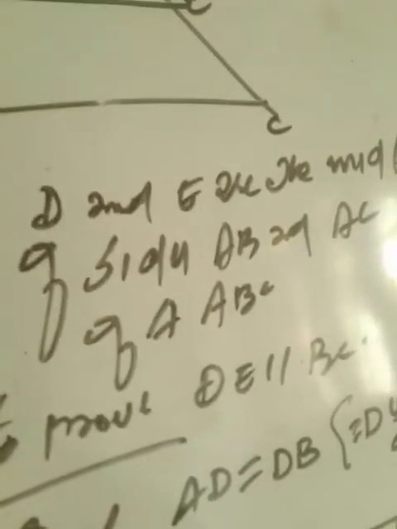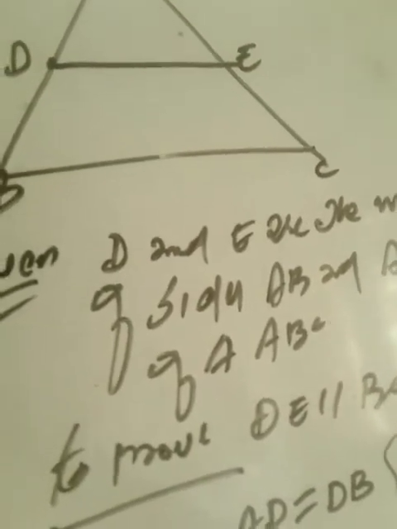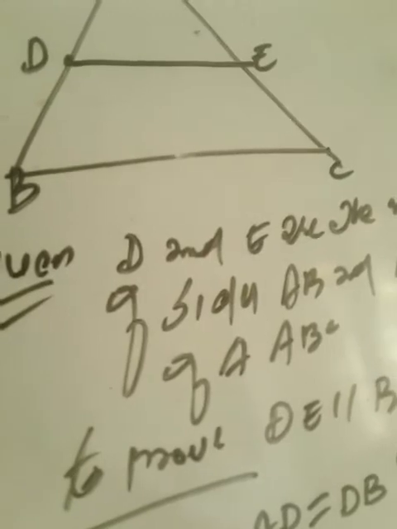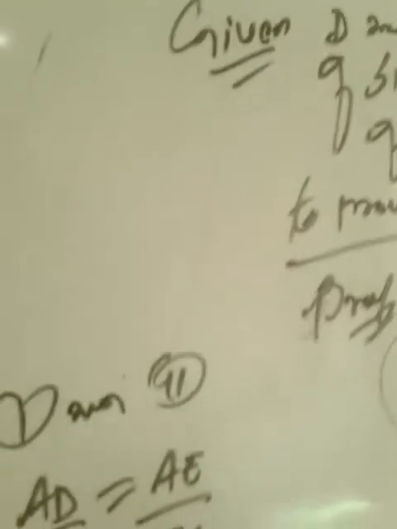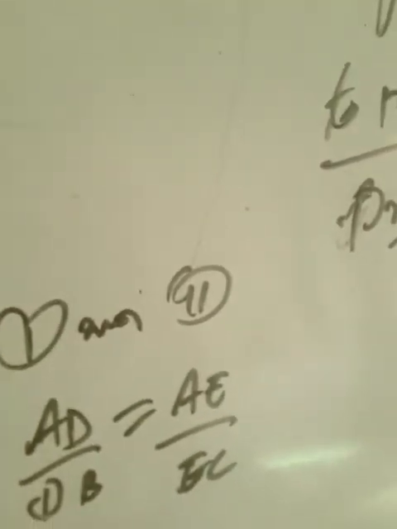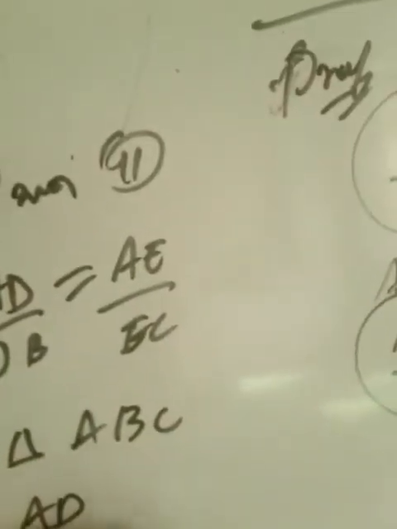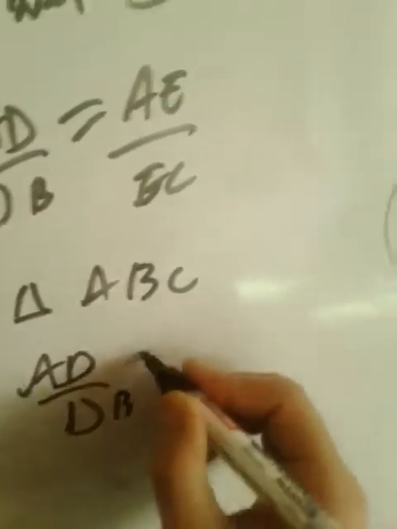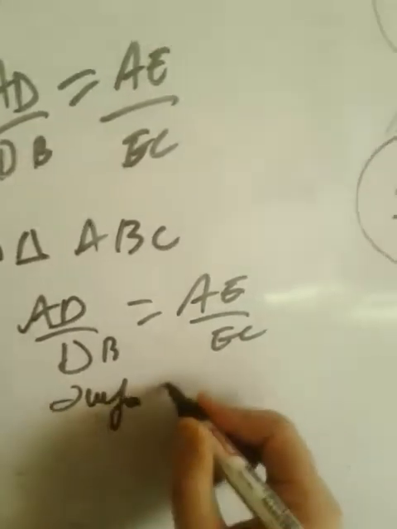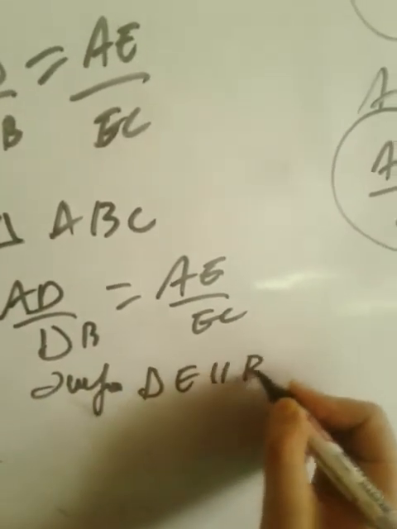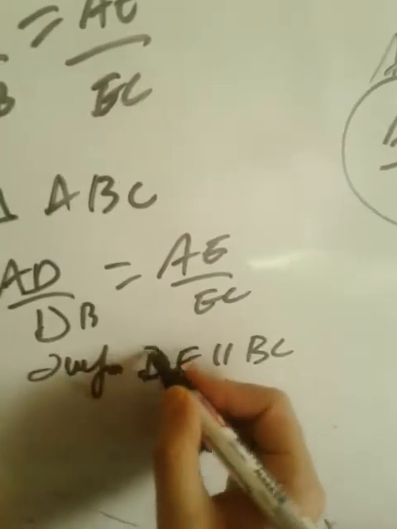Recall the converse of Thales theorem: if a line segment divides any two sides of a triangle in the same ratio, then the line segment must be parallel to the third side. So we will write, in triangle ABC, AD by DB equals AE by EC. Why? Because we have proved it above. So therefore DE is parallel to BC. Reason being, by the converse of Thales theorem.